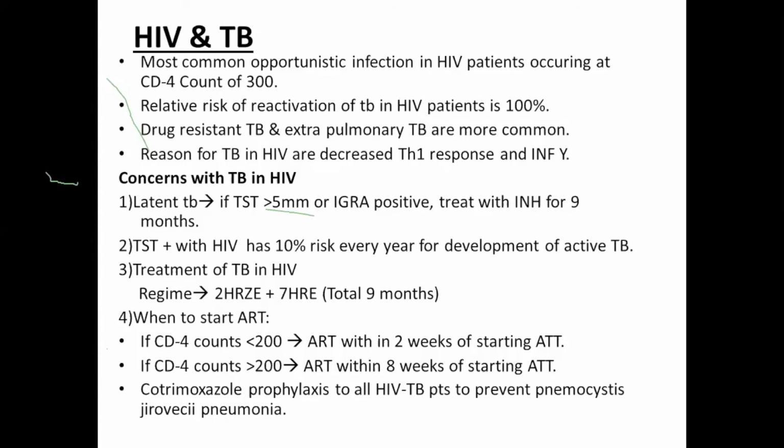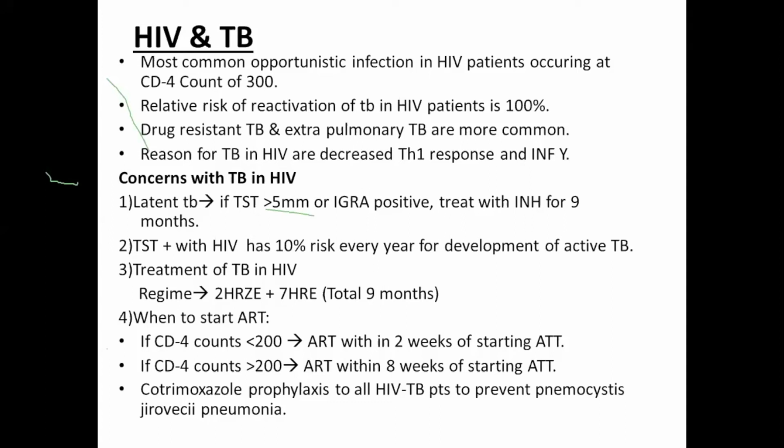HIV and TB. The most common opportunistic infection in HIV patients occurs at a CD4 count of 300. Relative risk of reactivation of TB in HIV patients is 100%. Drug-resistant TB and extrapulmonary tuberculosis are common in HIV patients. The reasons for TB in HIV patients are a decreased Th1 response and decrease in interferon gamma.